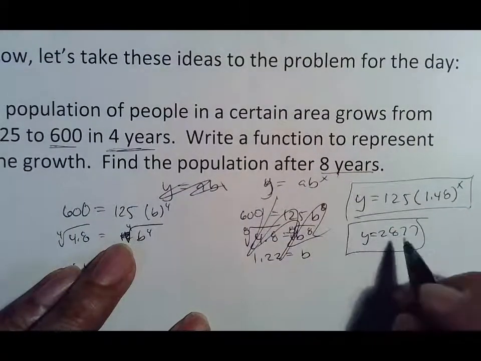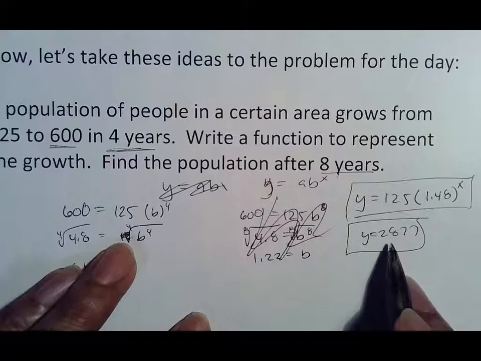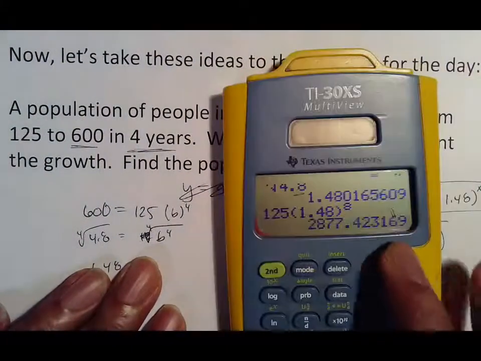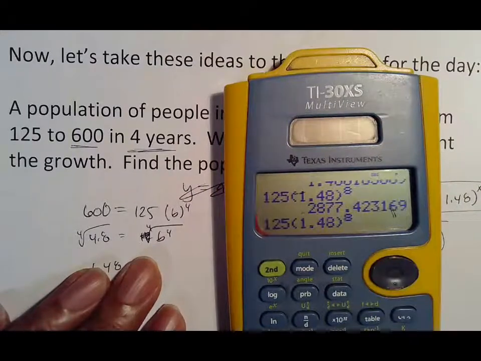This is your formula. I believe I'm going to make you write the formula. The second thing you're going to need is that number there. Make sure you check to see if you need decimals. But just to make sure, let's go ahead and see what the 4th power says, because this should be 4 years.